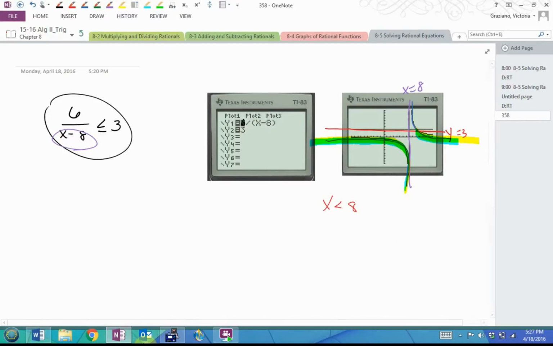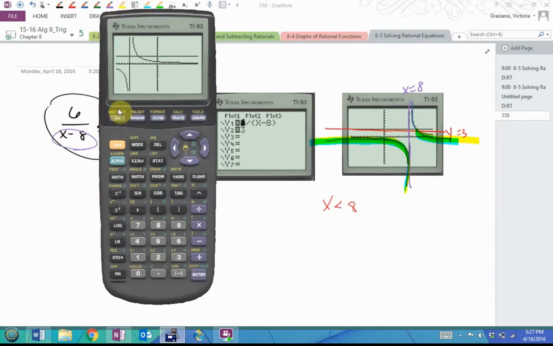Okay, so I thought I was being all on top of this, and I took this graph out because I was working on the next one. So let me put this in really quickly again. So x minus 8, and we're still comparing to 3. So here's the graph. I have the window a little bit bigger here, but there's the graph. Okay, so I'm looking for this intersection right here.